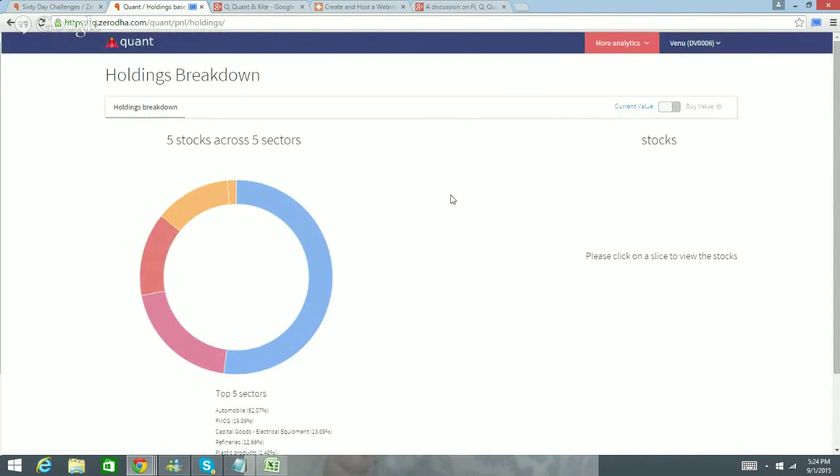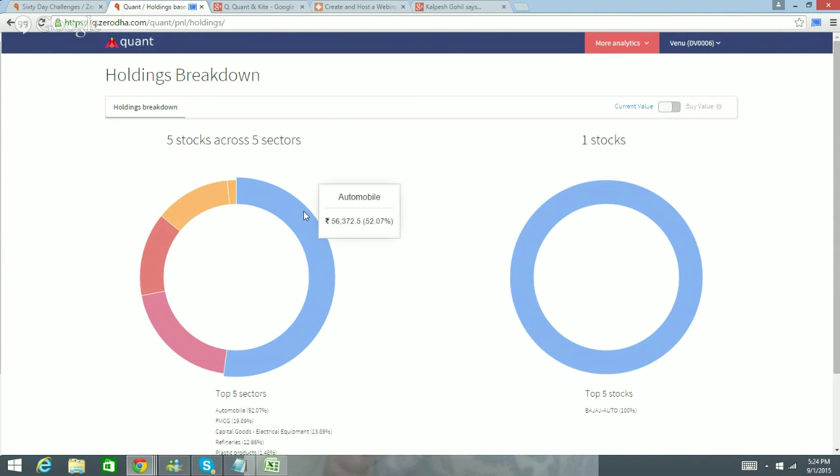You guys already saw the holding analytics. As you can see, Venu has got 52% in automobiles, so he's not well diversified. Like there is a saying, you show me the stocks, I'll tell you what the person is. So Venu is probably more of an automobile guy. But anyway, this is all about quant.